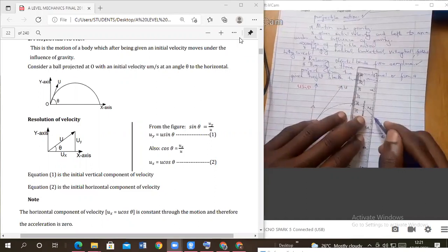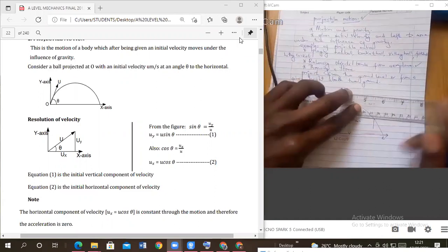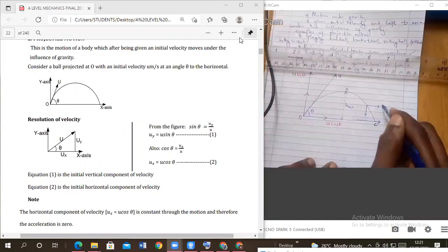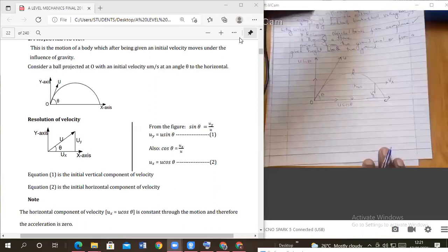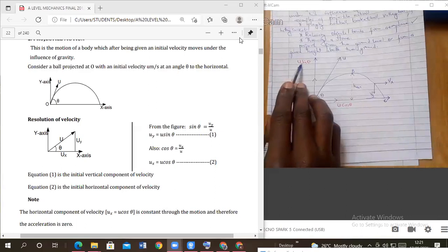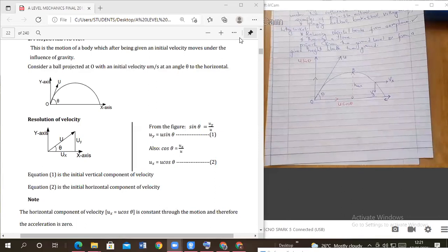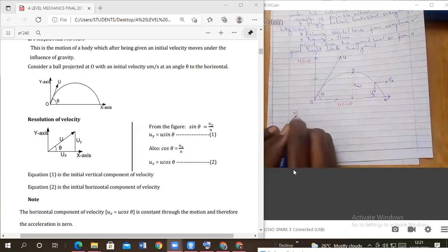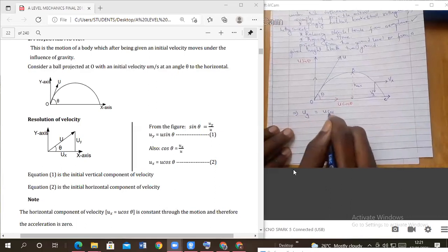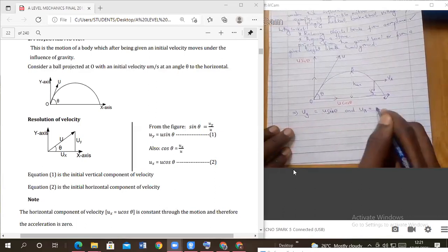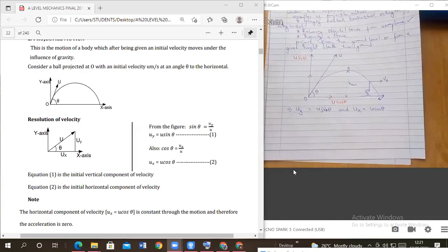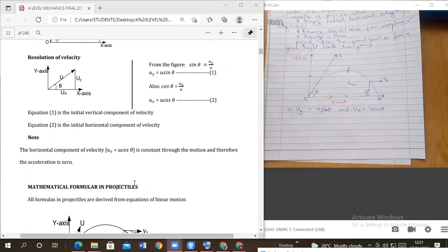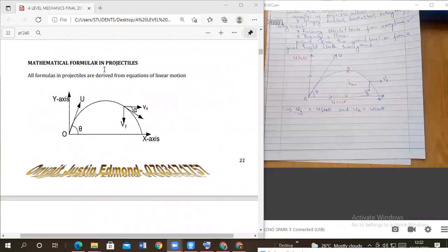Then at this point, when the ball is here, it will also have two components of velocity. We should look at it one by one. Let's call this one V. This is Vx, then this is Vy. So when we resolve the velocity, we find we have u sine theta and u cos theta. It implies that our uy is equal to u sine theta, and ux is equal to u cos theta. Those are the important components that you have to take note of. We are saying equation one are those components which I was explaining. Members, are we together on that? Yes. Good. Now let's come to this diagram here. Mathematical formula using projectiles.